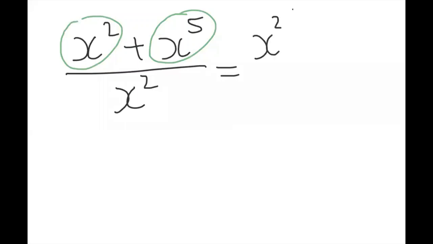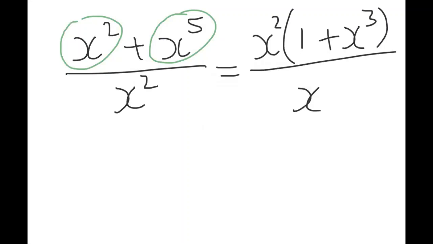This is part of factorization. We have x squared over here. If we take it out, then we get the 1. And then here we have x to the power 3. All of that divided by x squared. This will cancel out. And then you only have 1 plus x3.